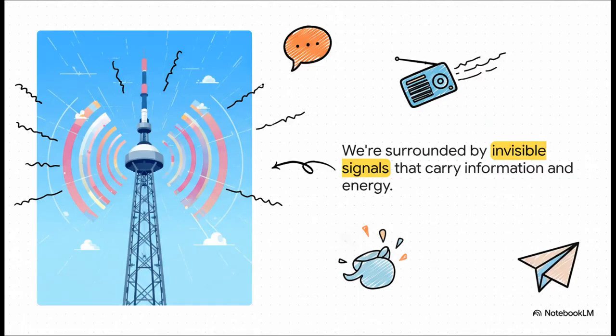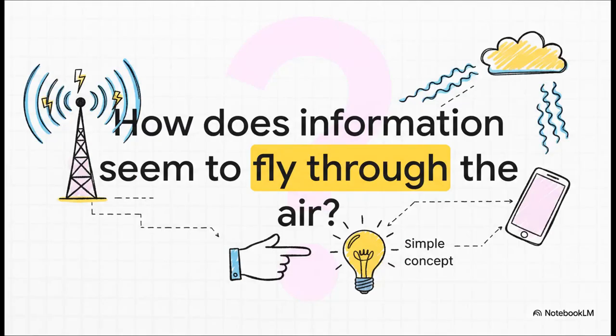Right now, we are all being bathed in waves coming from towers just like this one. They're carrying everything from your favorite radio station to the text messages on your phone. But how in the world does that actually work? How does information just fly through the air? That's the big question, right? It's the one we're going to tackle in this explainer. And believe it or not, the answer starts with a concept that's actually super simple.